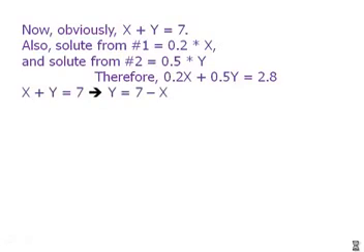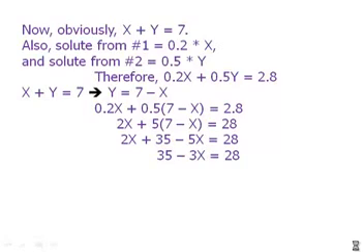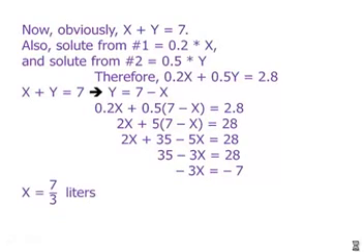So in that first equation, I'm just going to solve it for Y. The reason I'm going to solve it for Y is that when I substitute, that will eliminate Y, and it will leave me with an equation for X, which is what I want. So I'm going to plug this into the second equation, substitute it in. I'm going to multiply everything by 10 just so I don't have to deal with decimals. I'm going to distribute, collect the terms, simplify a bit, subtract 35 from both sides. We get negative 3X equals negative 7. Divide by negative 3. We get X equals 7/3 liters. And that's the answer to the question.